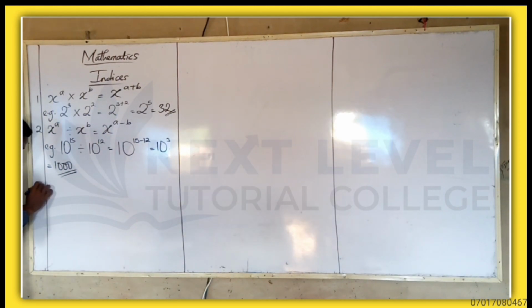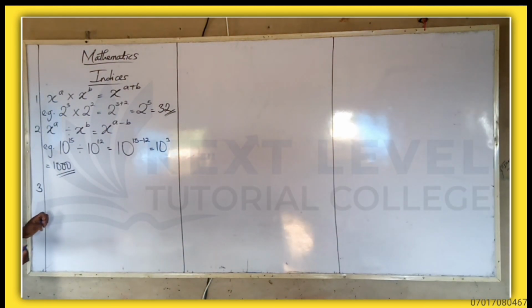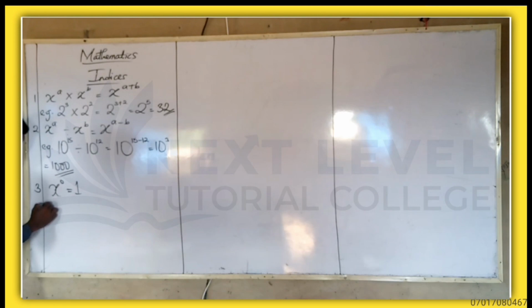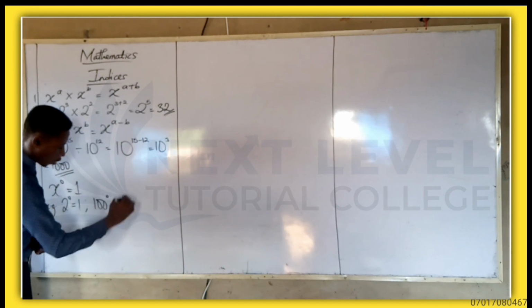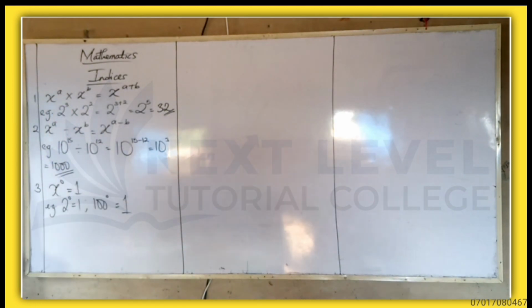Now let's do the third one. This one is when you have an index of 0. When you have x raised to the power 0, whatever it is that is taken to the power 0 will become 1. For example, if you have 2 raised to the power 0, that's 1. If you have 100 raised to the power 0, that is 1. Whatever it is raised to the power 0. So I will not waste time on this. I hope that is clear.